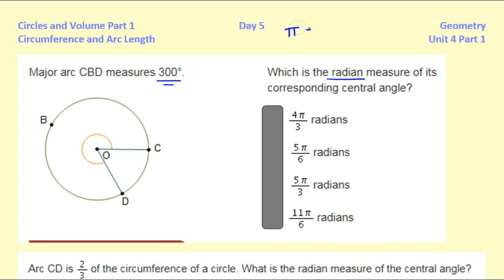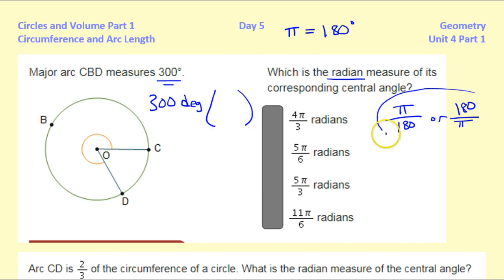So all you need to understand is that pi radians is equal to 180 degrees. For that reason, you can use the fraction pi over 180 or 180 over pi to convert degrees to radians or radians to degrees. So if I have 300, and I'm going to put DEG for degrees just to make it even more obvious what I'm doing, I want to multiply by one of these two things.